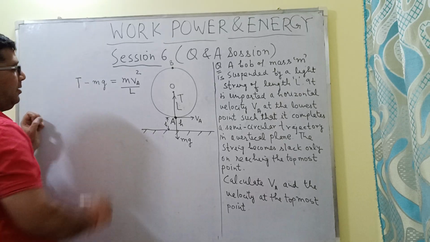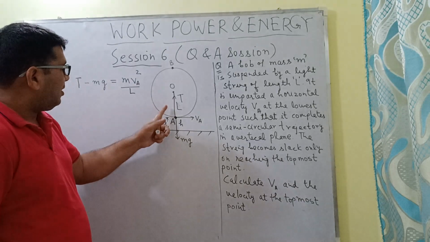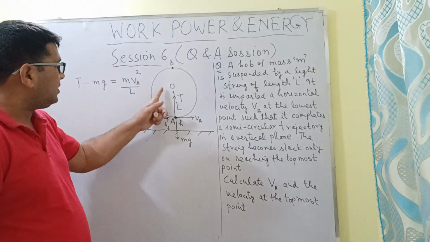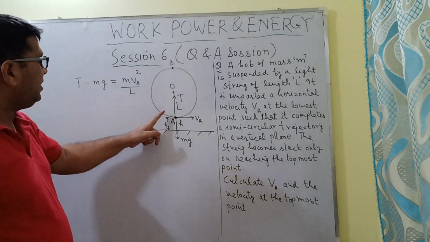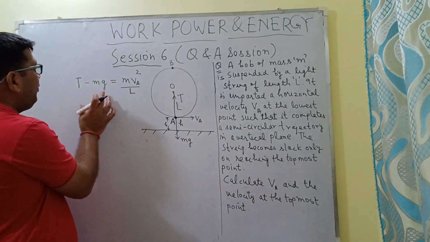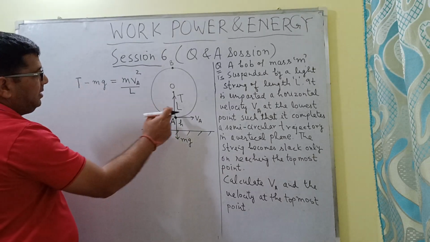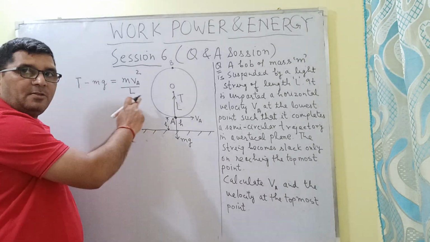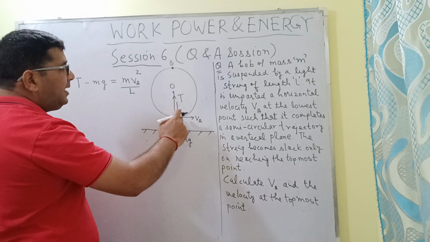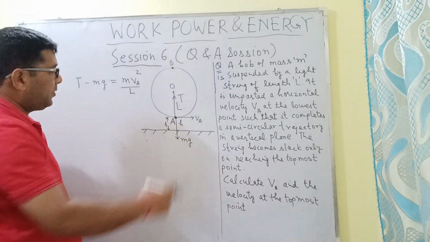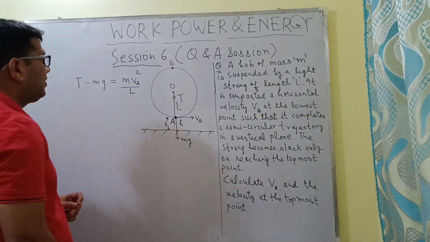So this is the equation which we have got, that is the tension in the string will be acting in this upward direction, the weight will be acting in the downward direction. So the net force, that is T minus mg, will be providing the necessary centripetal force in order that this bob is able to complete the semicircular trajectory. So this is the first equation which I have got.